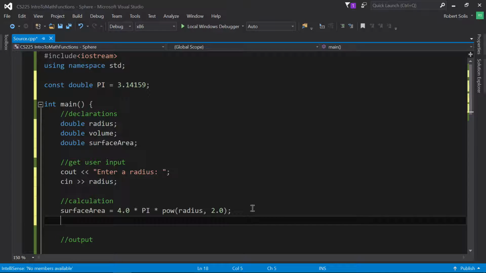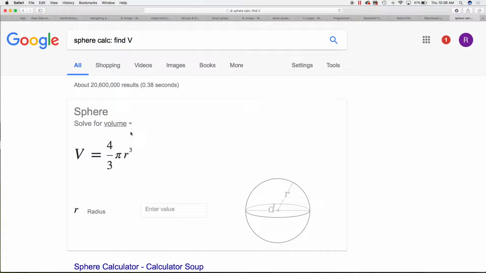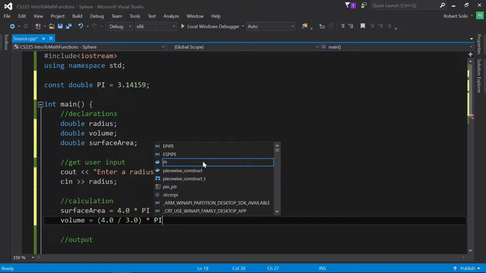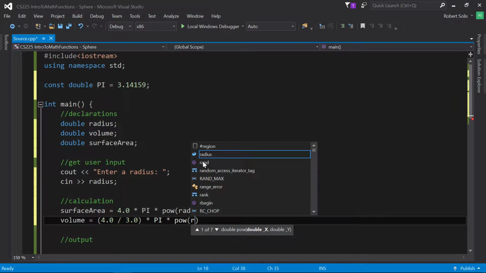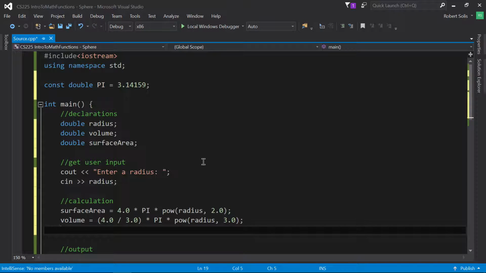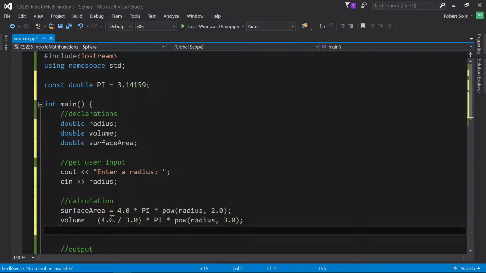Now that we've calculated the surface area, let's go ahead and determine what the volume is. So volume is going to be assigned what? Well, let me go back over here and remind myself of the equation for volume of a sphere. Looks like it's 4 divided by 3 pi r cubed. So 4 divided by 3 times pi times r cubed, radius cubed. Let's see, is that correct? 4 over 3 pi r cubed. Good.